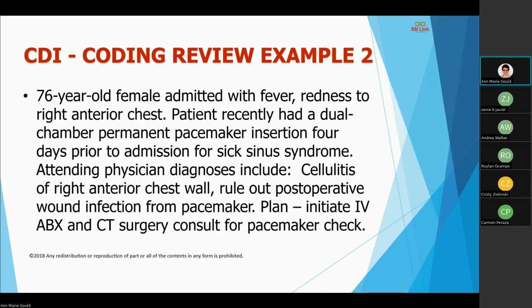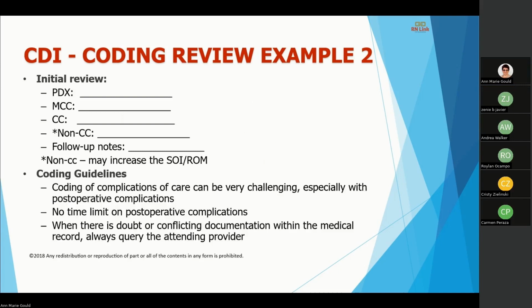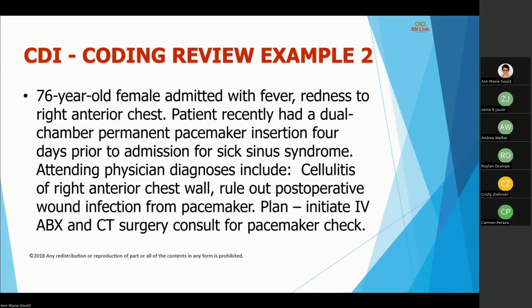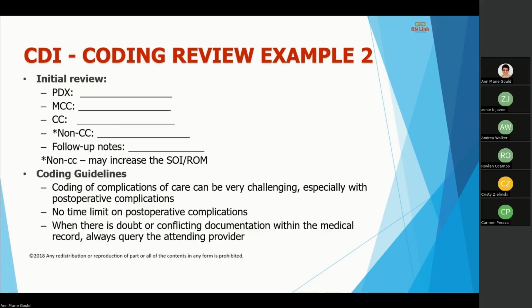And sometimes you could also see if they do a procedure, like they will take it out and transplant another pacemaker. And if the doctor will say ruled in post-operative wound infection from pacemaker, then you have a CC, which is the cellulitis. Right, because then your post-op wound infection would become your principal diagnosis on this case, and your cellulitis would be a secondary diagnosis that you can capture, and it would be a CC. Exactly.